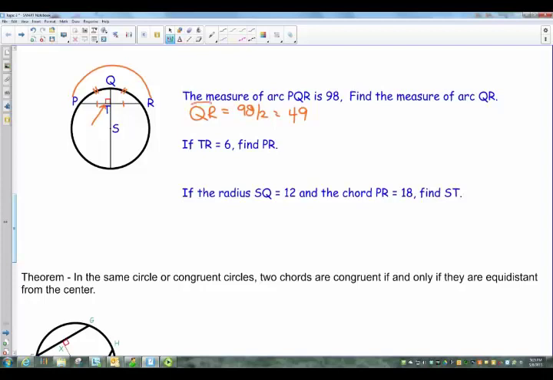All right. Next question says if TR is 6, so now we're looking at this, find PR. Well, same idea. Okay, this thing has a right angle. It's a perpendicular bisector. Means it cuts it in half.